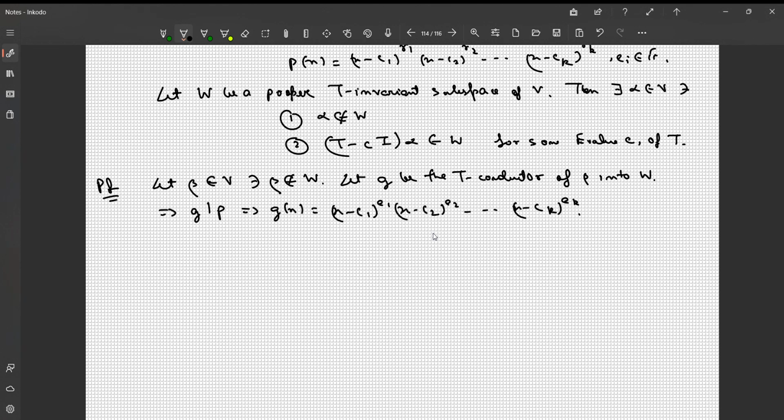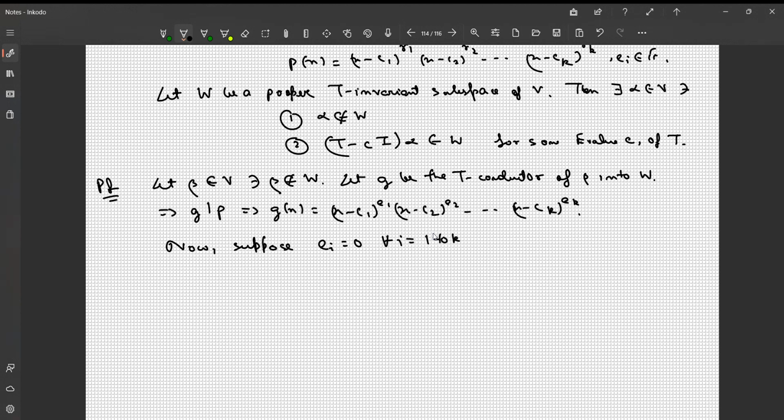One more thing to observe from the given lemma is that each of the scalars Ci which we have used to define the minimal polynomial are in fact the eigenvalues of T, right? Because we know that the roots of the minimal polynomial are exactly the eigenvalues. So G of X has this form because the form of the minimal polynomial is given. And G is also the least degree monic polynomial such that G of T of beta is inside W. So that should be a matter of concern.